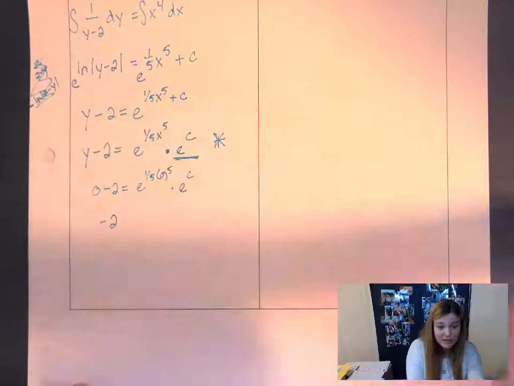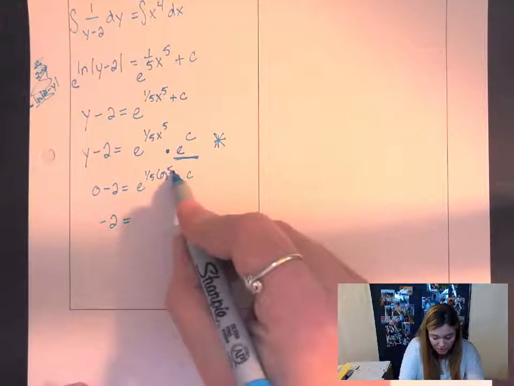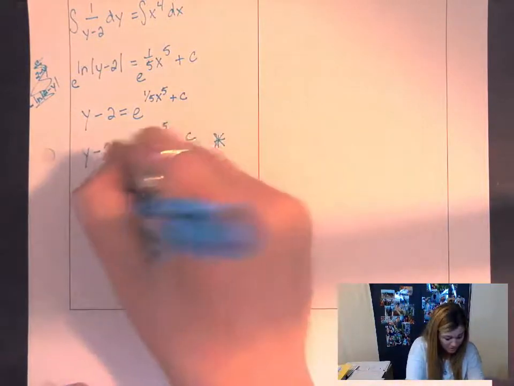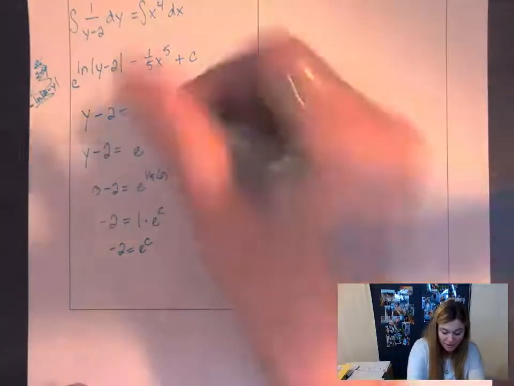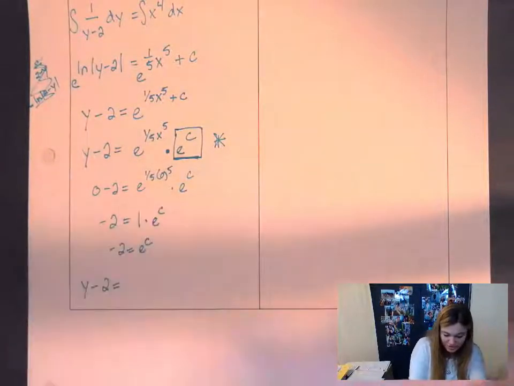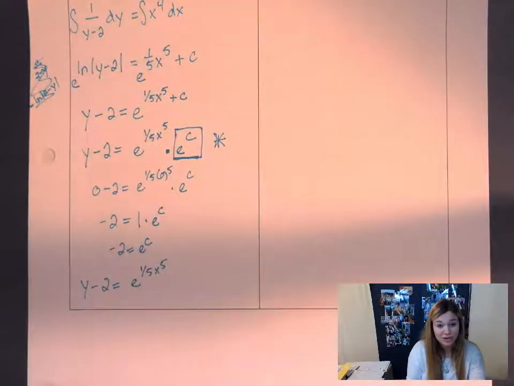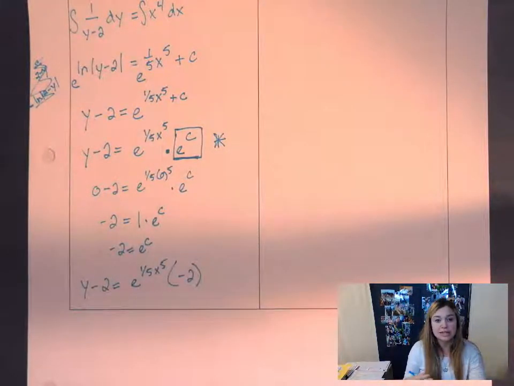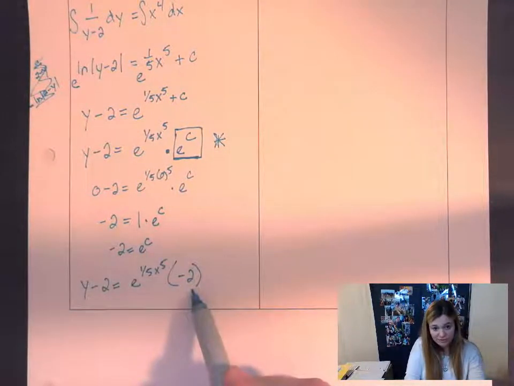So I've got 0 minus 2 is -2. E to this: 0 to the 5th is 0, times 1/5 is 0, e to the 0 power. Anything to the 0 power is 1. So -2 is e to the c power. So I can come back up here and say y minus 2 is equal to e to the 1/5 x to the 5th, and instead of solving for e to the c, I know e to the c power is -2. I just solved for that here. There we go. So I have this here.